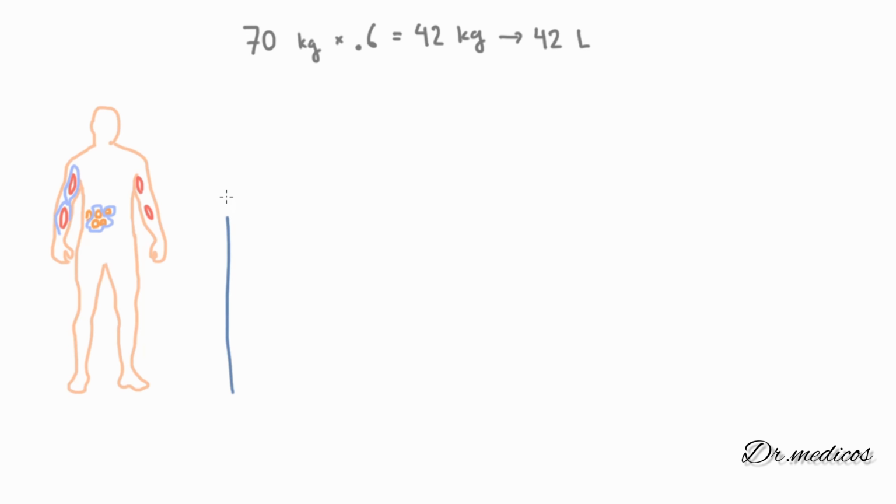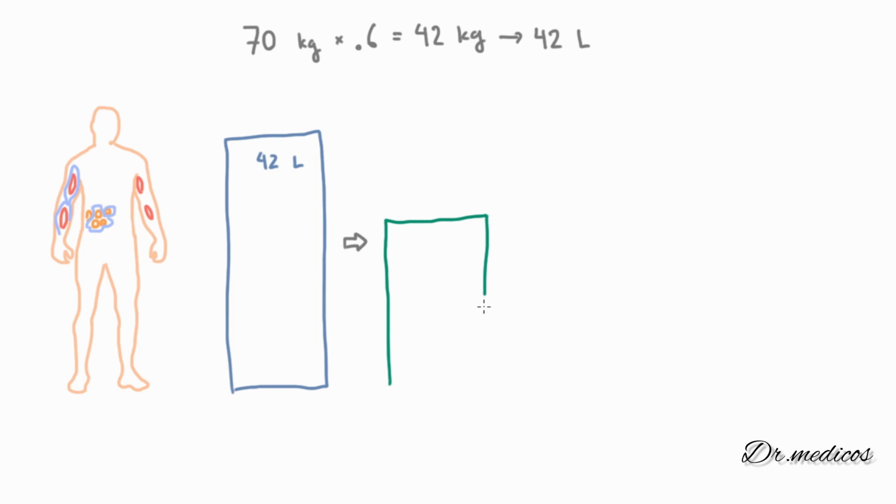So how is our 42 liters divided into these 2 different sections? Well, it turns out that most of it, about 2/3, is inside cells. So that makes up about 28 liters, and the rest is outside of cells. So that's 1/3, or 14 liters.